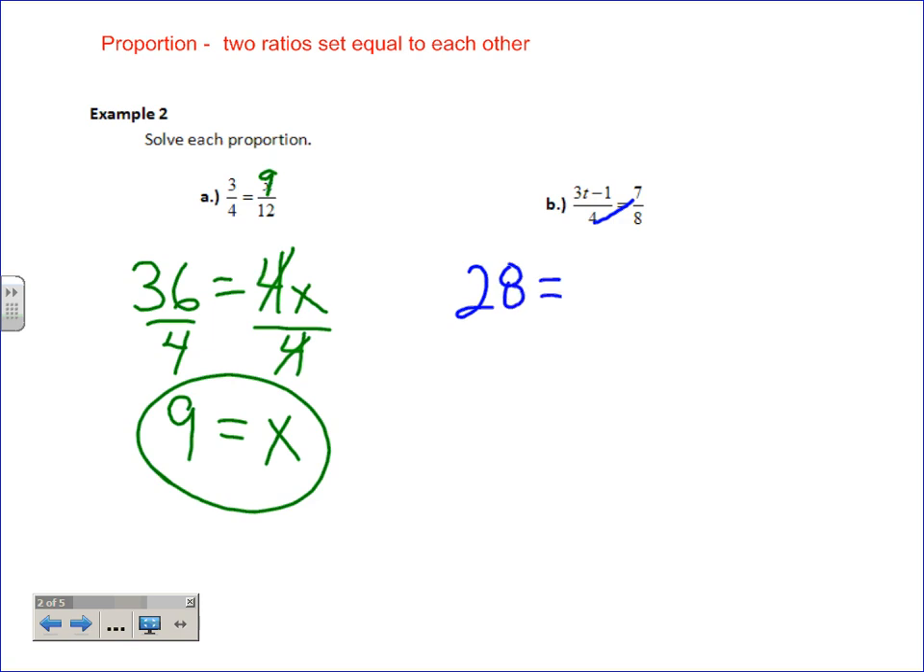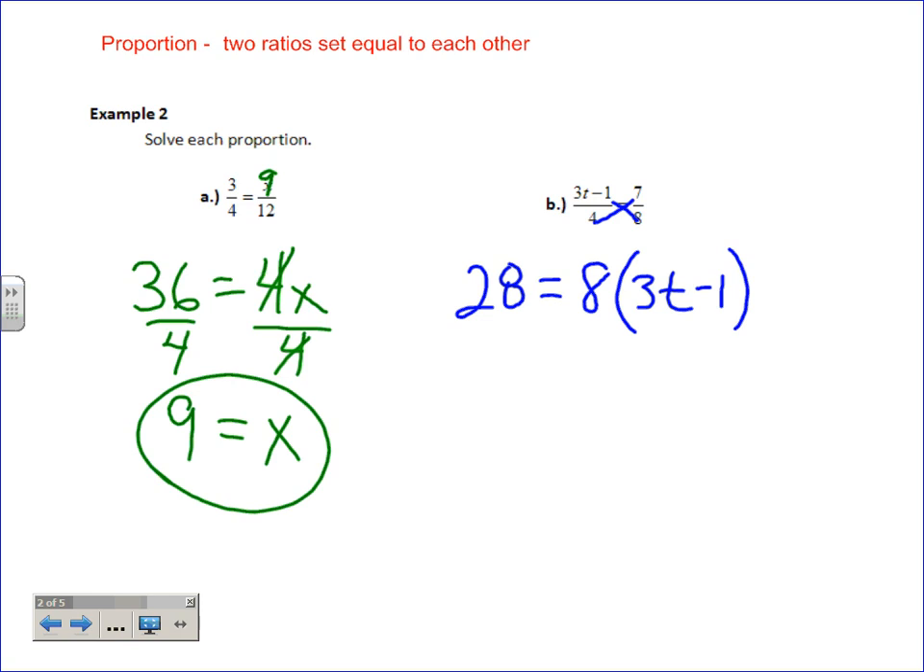Now here's the harder one though. So that diagonal is going to equal the other one. I have to take 8 times 3t minus 1. Yep, Elena just came back and ruined our ratio. We're done now. So you take 8, now watch what I do, times 3t minus 1. Because I have to take that entire numerator times 8.